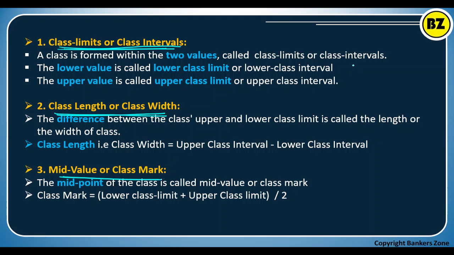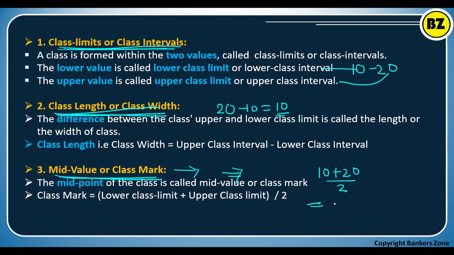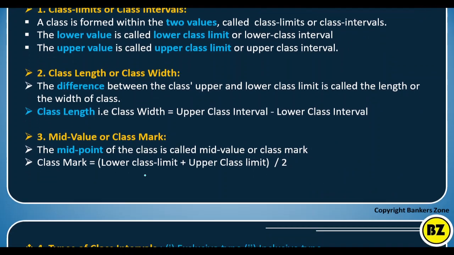So class interval will be, suppose it is 10 to 20, so 10 will be the lower class limit, 20 will be the upper class limit. To find the length or width of the class, simply upper minus lower, you will get the width, or the length. To find the mid value, or the class mark, you have to add lower limit plus upper limit divided by 2, you will get the value. So here it will be 30 upon 2, so 15 will be your mid value. Very easy, right? Now we'll move to the next.